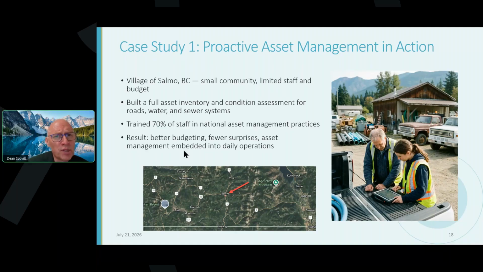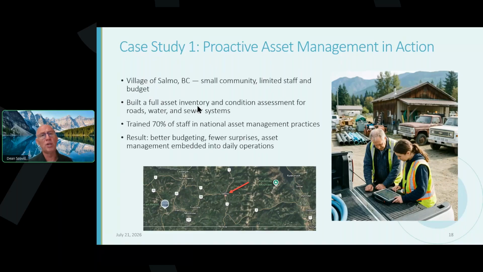So the community of Salmo built a full asset inventory and condition assessment, and not just for the water system. They did it for everything: roads, sewer system, water. I know this presentation is focused on the small water system, but you can do an asset inventory on all your other infrastructure, and this community included a sewer system as well, right? And roads. They trained 70% of the staff in national asset management practice. How do you do it? I think you kind of get the idea from that spreadsheet I showed you earlier. Just start listing your inventory. That's a start. And what is the result?